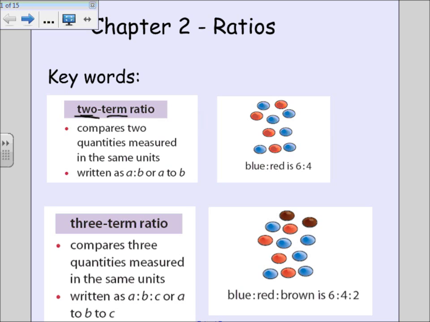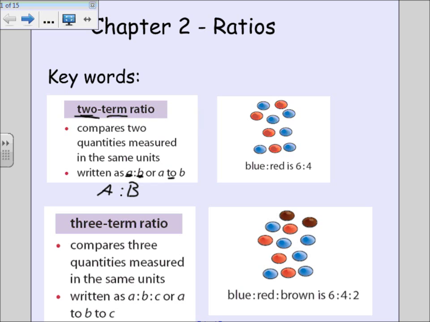A two-term ratio is when you compare two terms of the same units, so it's always written A:B, or A to B. So when you compare A to B, that's what it means. This is what we're looking for.